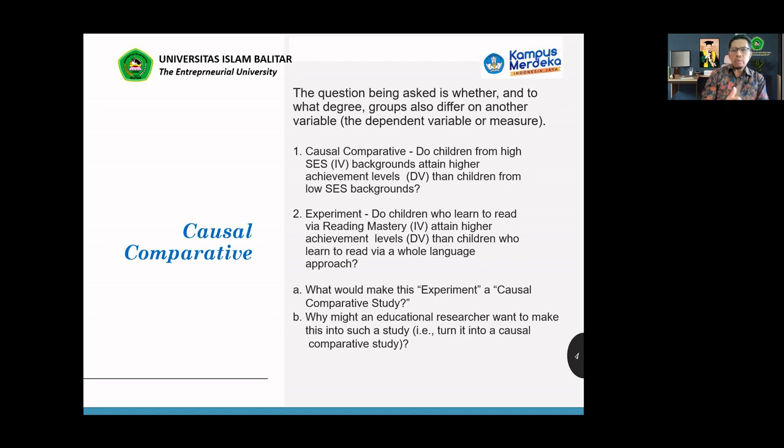So, there are two questions that we also need to answer. What would make this experiment a causal comparative study?